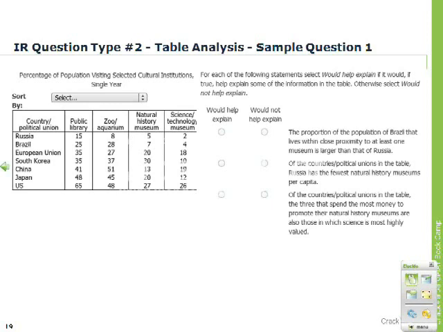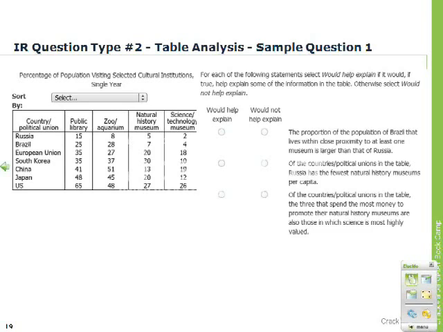Second one, of the countries of political unions in the table, Russia has the fewest natural history museums per capita. Again, an underlying assumption. No, there is no assumption. So, if Russia would have the fewest natural history museums per capita, that is for 100 people, Russia has only suppose 2 or 3 museums compared to a US which may be having 15-20 museums, right? If that is the case, lesser number of people would obviously be going to the museums. If there were more museums, more people would go to the museums. If there were less museums, less people would go to the museums.